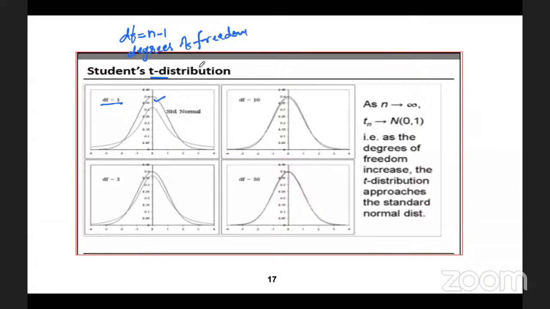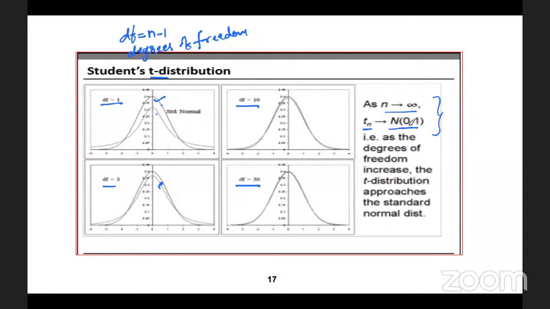When DF is equal to 1, there is a difference between the standard normal distribution and the t distribution. As the number of data points increases, the differences reduce. You can see the gap. As DF becomes 10, the t distribution starts to converge with the standard normal distribution. When DF equals 30, it is almost in line with the standard normal distribution. The general notion is that as n tends to infinity, with many data points, the t distribution tends to the standard normal distribution.